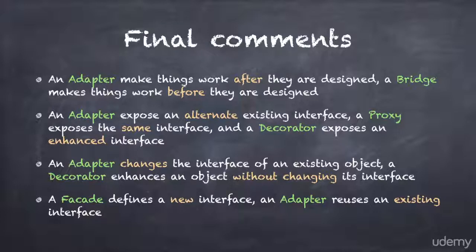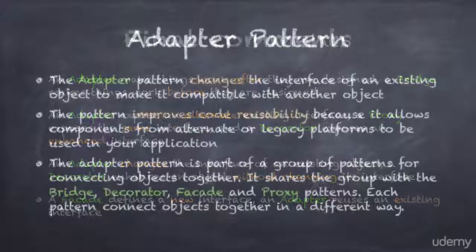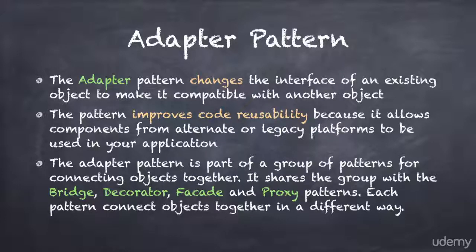Okay, so here is a summary of what we've learned in this lecture. The adapter design pattern changes the interface of an existing object to make it compatible with another object. The pattern improves code reusability because it allows components from alternate or legacy platforms to be used in your application. A practical example is the COM adapter in the .NET framework. The adapter pattern is part of a group of patterns for connecting objects together. It shares the group with the bridge, decorator, facade, and proxy patterns. Each pattern connects objects together in a different way.